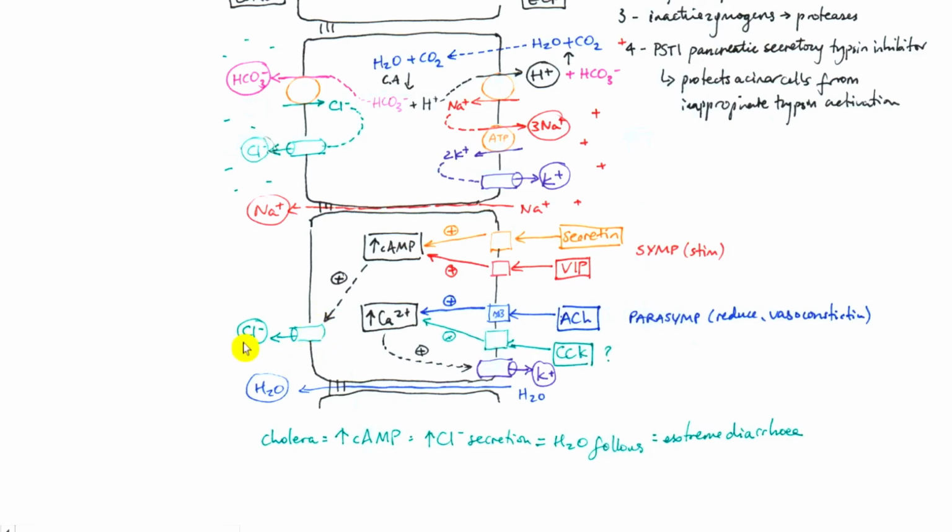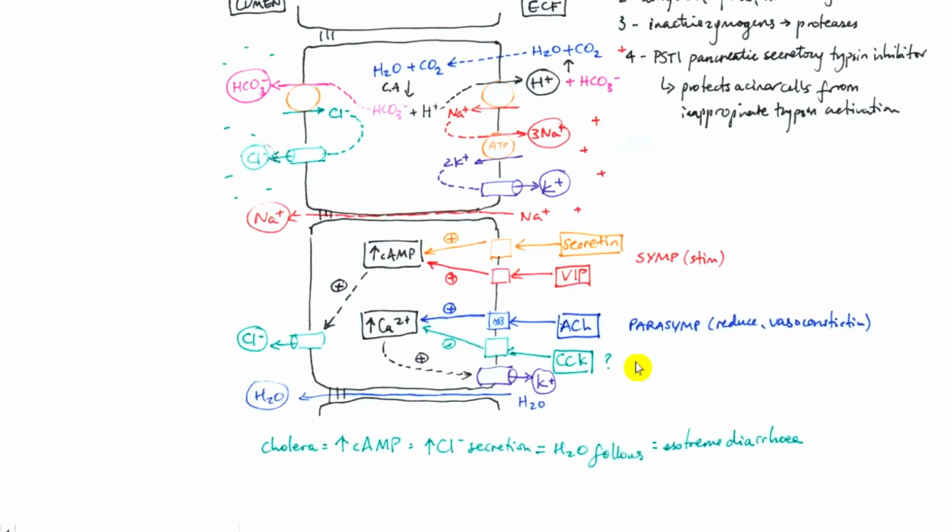Parasympathetic can decrease the amount of bicarbonate and chloride which is secreted, and it does this through acetylcholine, so acting on M3 receptors to increase the amount of calcium in the cell, and then increases the amount of potassium that is secreted into the extracellular fluid. And cholecystokinin can do this as well. So if there's a great increase of chloride secretion, then water will be dragged through following it.